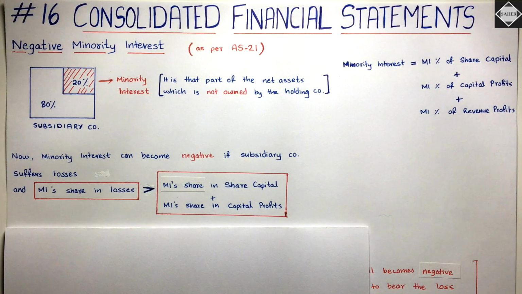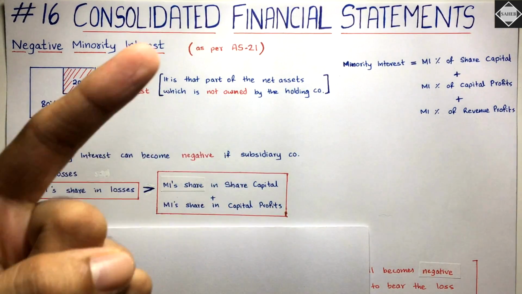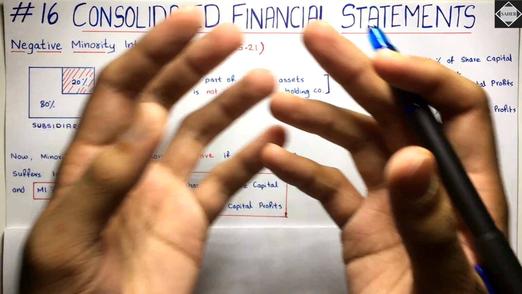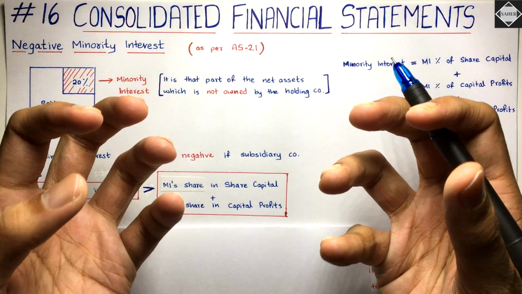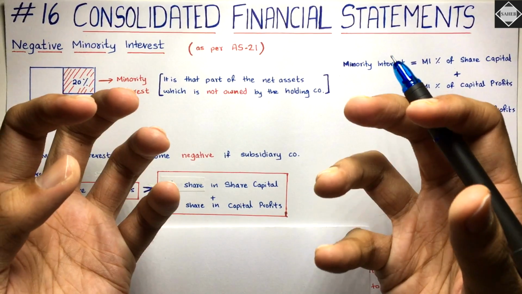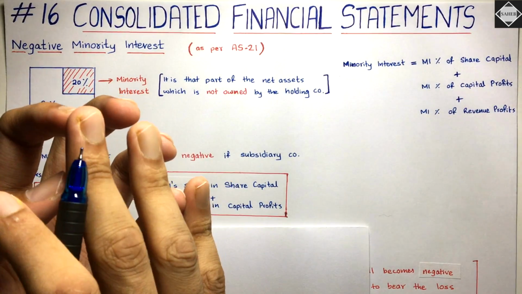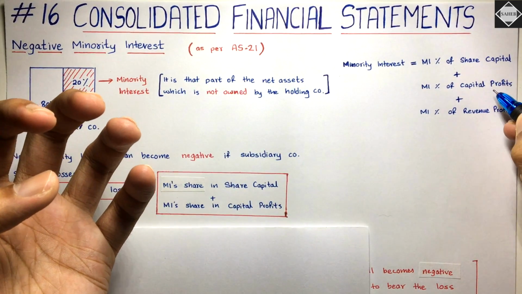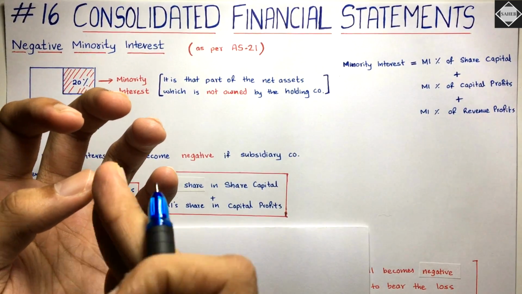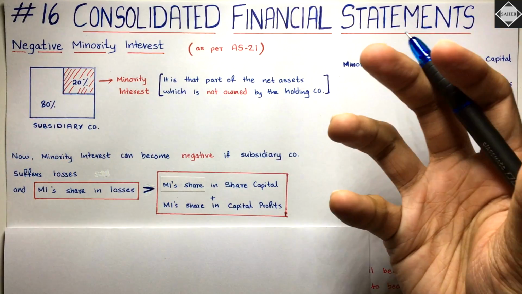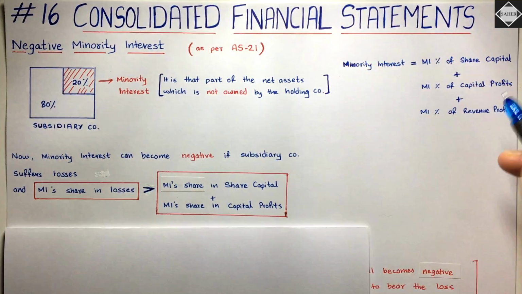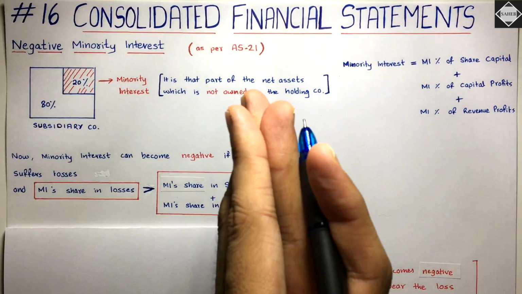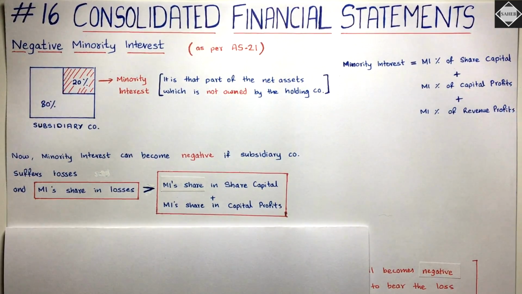Now, how did we used to do it in our working notes? First, we used to prepare the statement of net assets. In that, we used to break the net assets into pre-acquisition and post-acquisition. Pre-acquisition net assets on the date of acquisition are the share capital and capital profits. Just take the minority percentage of that. Post-acquisition net assets means revenue profit. Take the minority percentage of that, add it up, and you will get the same answer, minority interest. That's how we used to do it.